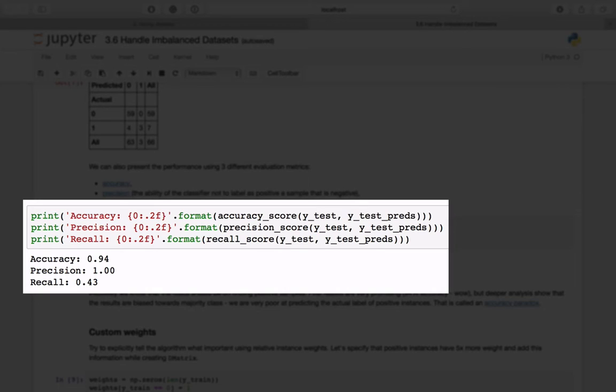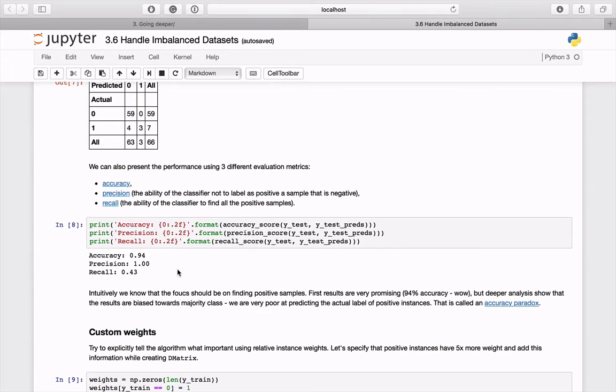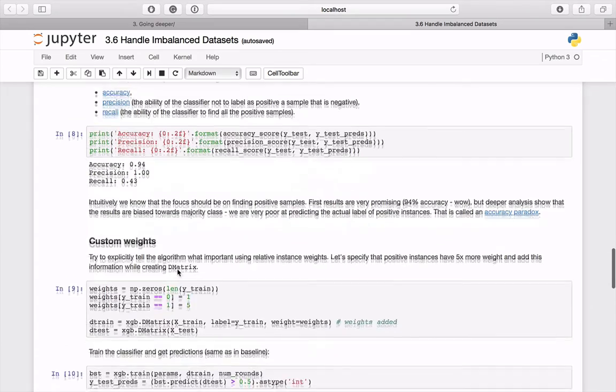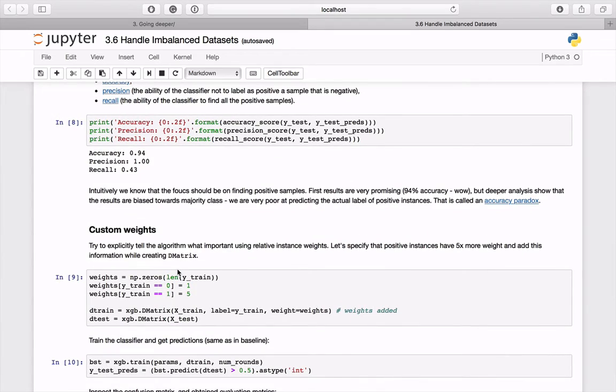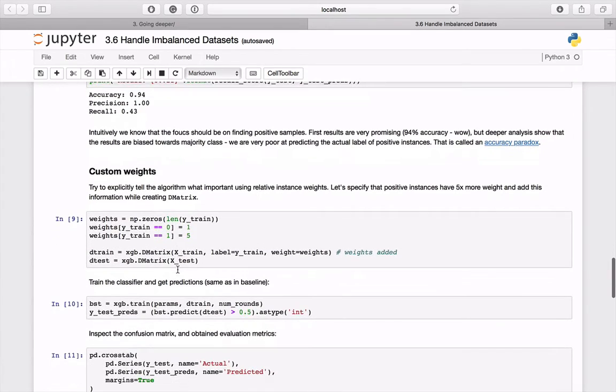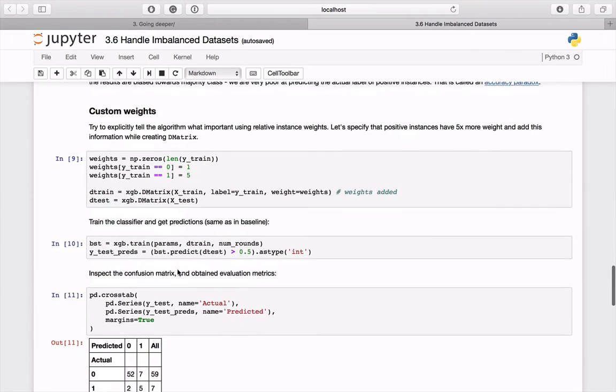But after a little deeper investigation, you see that the minority class is performing very poorly. Recall less than 0.5 makes the classifier pretty useless. This scenario is called the accuracy paradox. Let's try to improve its performance by manually marking each instance with a weight.